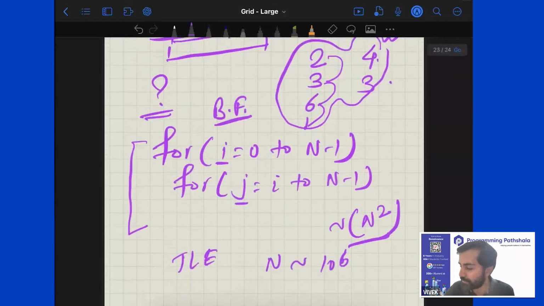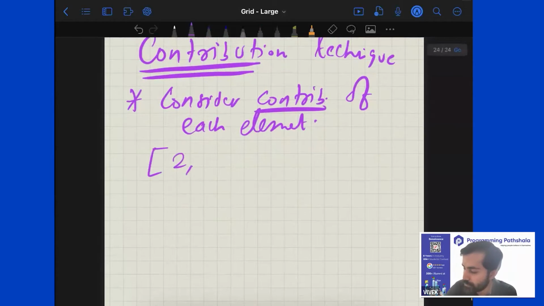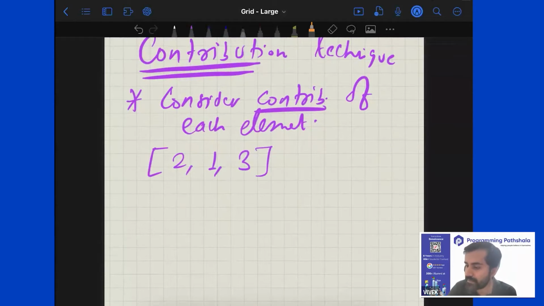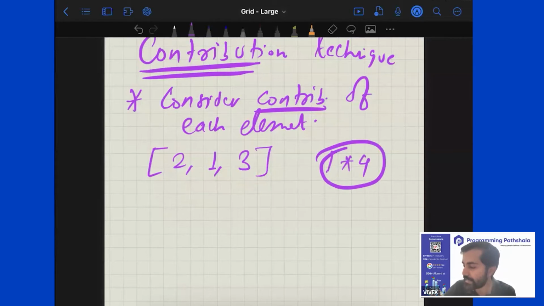Let's say you had this array, 2, 1, 3. I'll rewrite it here: 2, 1, 3. Can you tell me how many subarrays contain 1? So this array had so many subarrays, right? Out of those subarrays, how many contained 1? So I can say, hey, this was a subarray which contained 1. This was another subarray which contained 1. This was another subarray which contained 1. And this was the final subarray which contained 1. So if there are 4 subarrays which contained 1, then what is the contribution of 1? The contribution of 1 is 1 multiplied by 4. Can I say that? Yes or no?